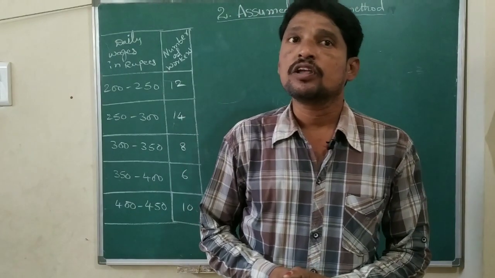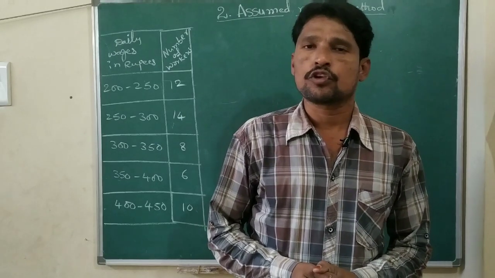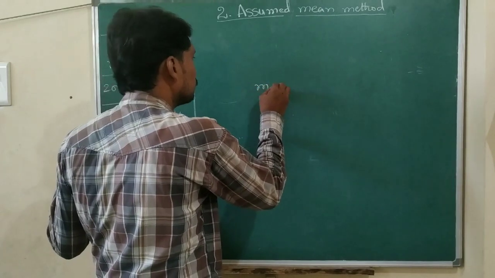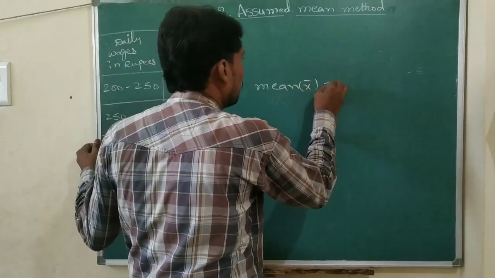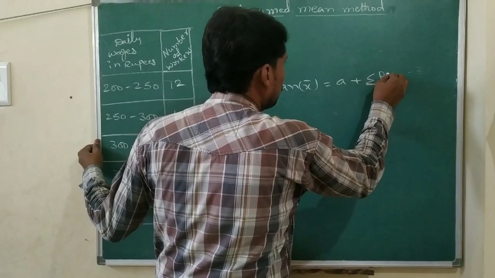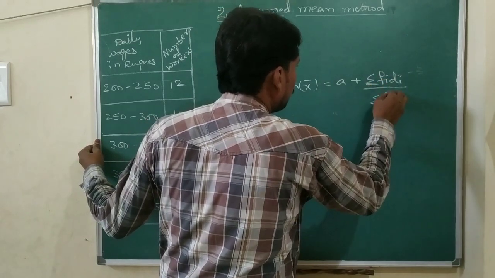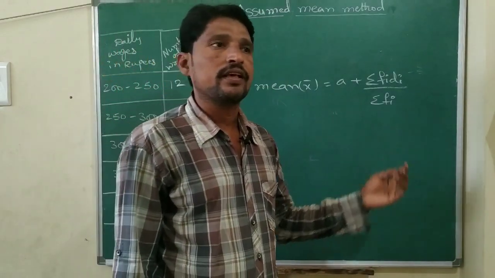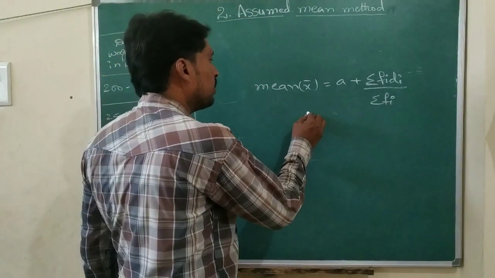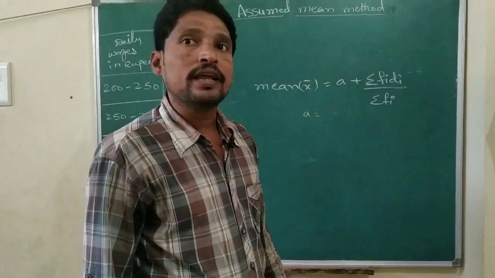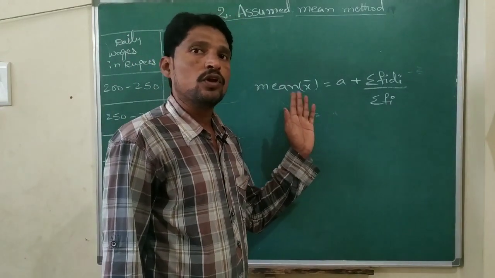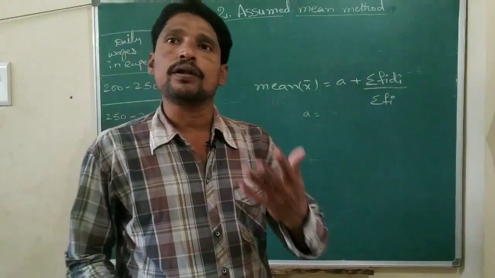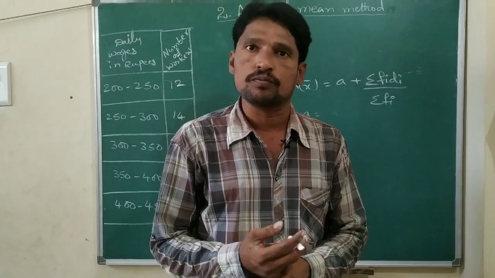Now we are following the assumed mean method. In the assumed mean method, what is the formula? Mean x bar equals a plus sigma fi di by sigma fi. Fi means frequencies. What is A? A means assumed value or assumed mean. We are assuming a class mark, any particular class interval's class mark we need to assume.